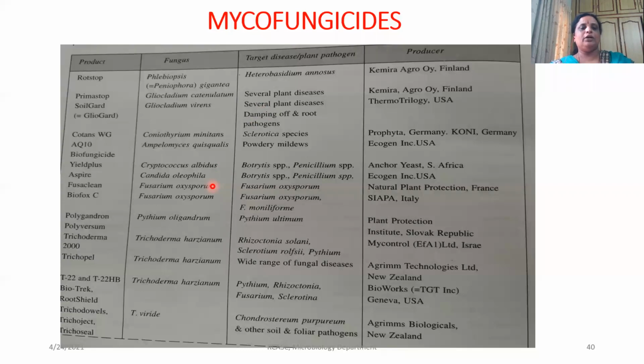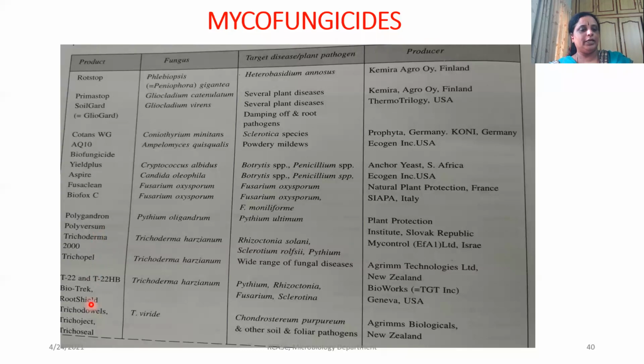Likewise, we have many other organisms. Trichoderma species is a very good example of a mycofungicide, which has been marketed. Even in India, Biocon is preparing this biopesticide Trichoderma.